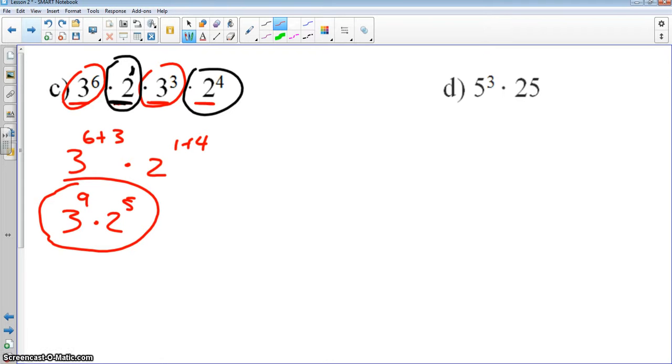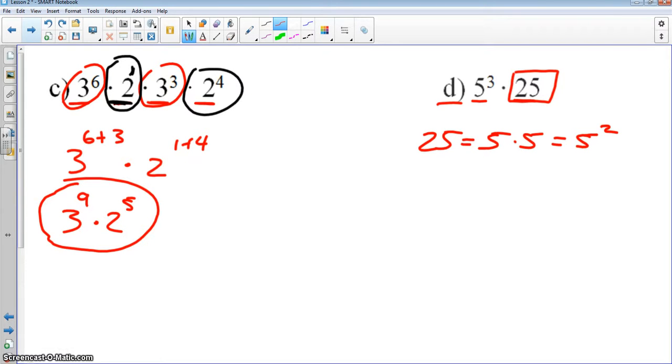All right, looking at part D here, this one's a little more difficult because we see that these are not like bases, so there's nothing we could do with those, and it seems like we can't do anything with this problem. However, you have to look more closely and evaluate 25 here. Hopefully you understand that 25 is the same thing as 5 times 5, which again is the same thing as 5 squared. So we could change 25 into an exponent. So that's what you have to look for on some of these problems.